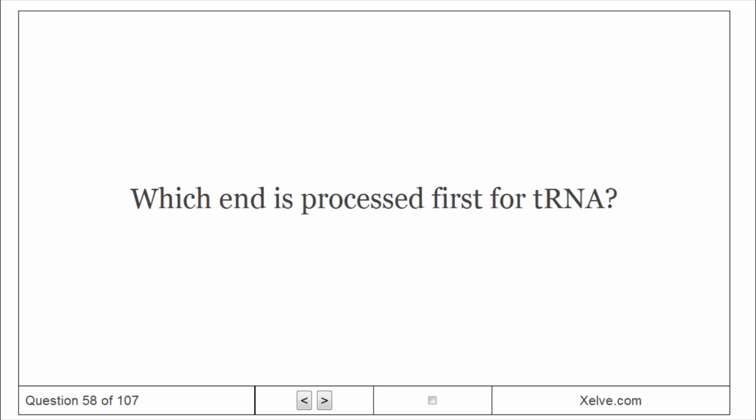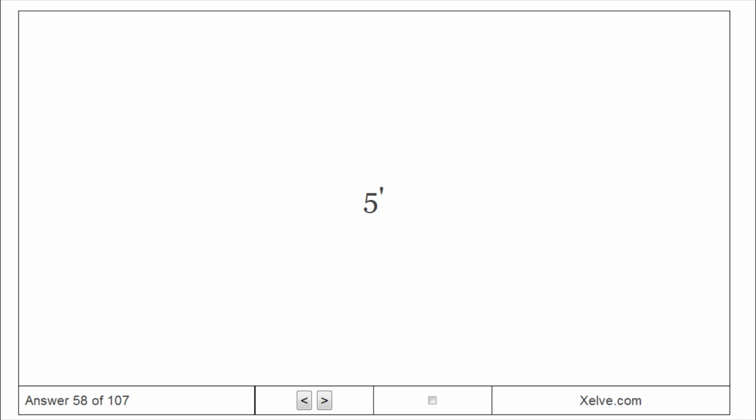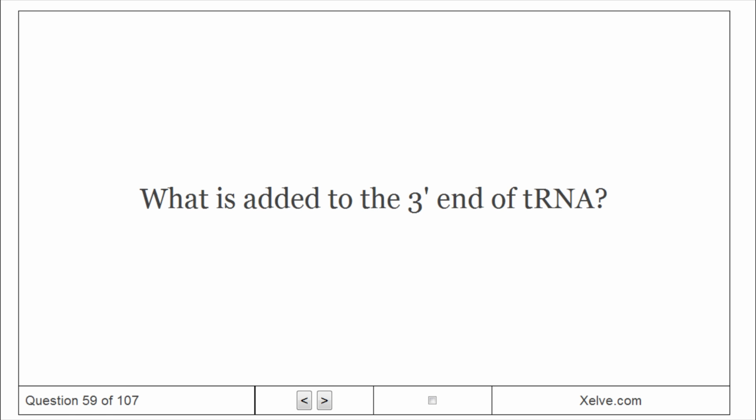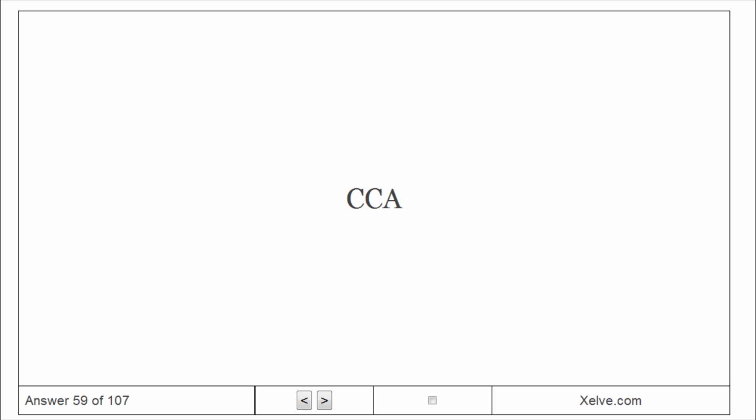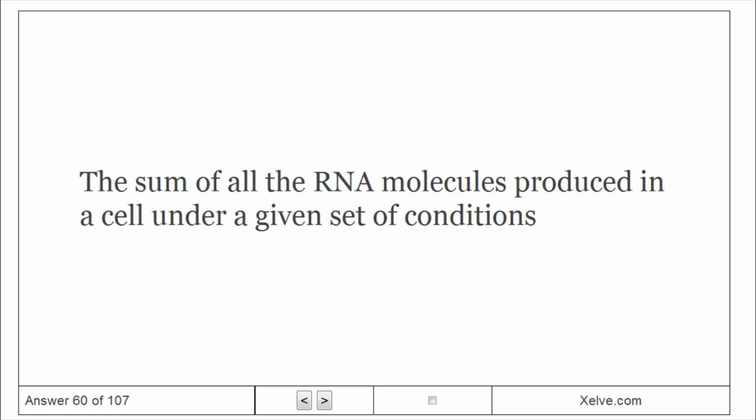Which end is processed first for tRNA? 5'. What is added to the 3' end of tRNA? CCA. Transcriptome. The sum of all the RNA molecules produced in a cell under a given set of conditions.